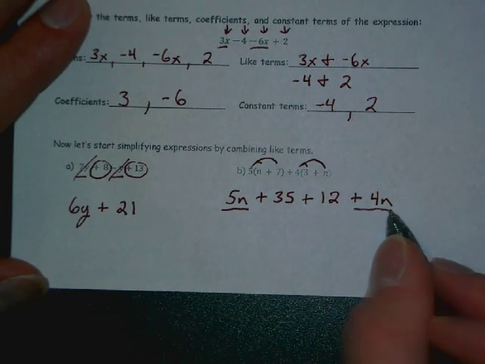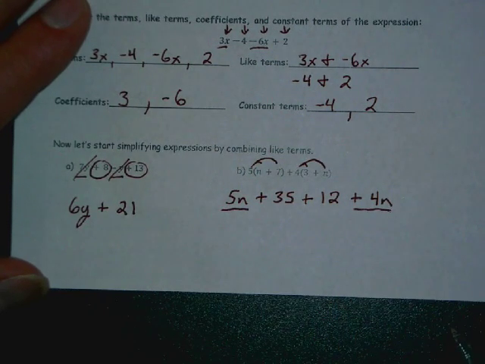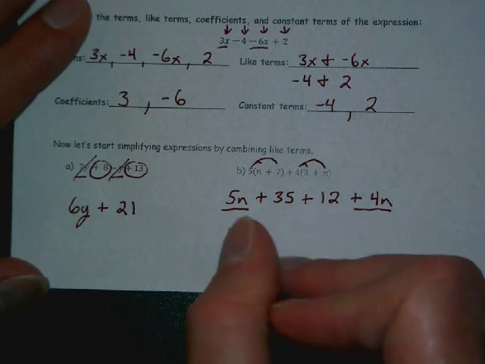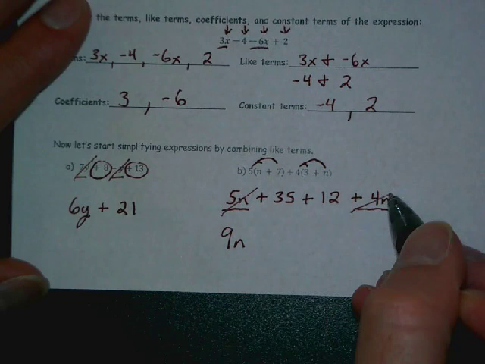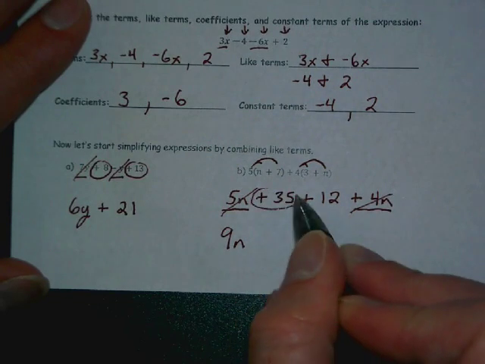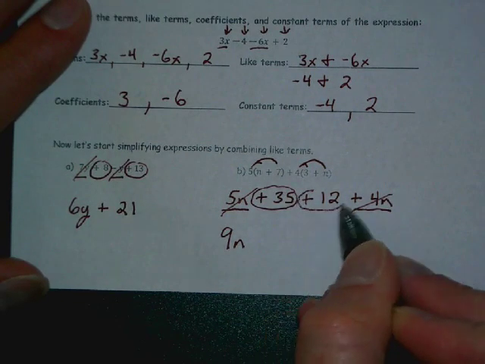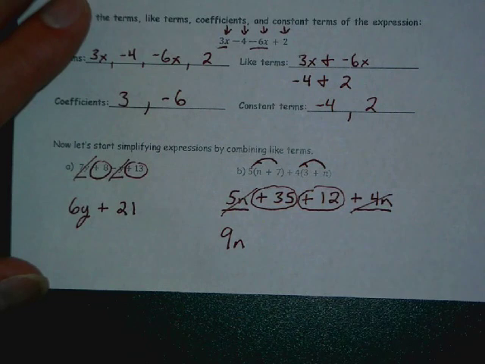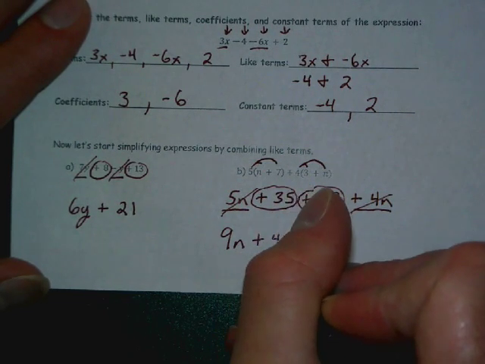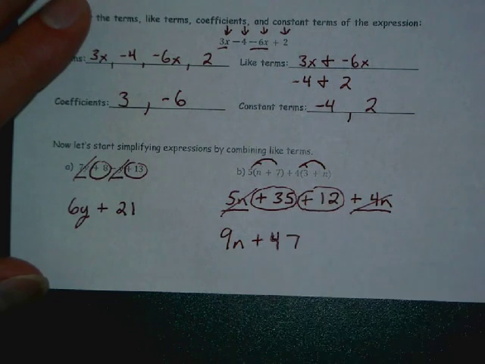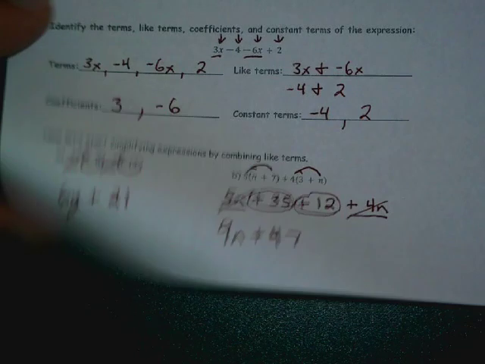Once you've done all your distributing, now you can combine like terms. So I start the first term, I see a 5n, and down here there's a 4n. So what is 5n plus 4n? 9n, right. And then all we have left, and I always circle the sign in front of it because it goes with it. I have positive 35, positive 12. So 35 plus 12, 47. Very good. And that's all there really is to it.